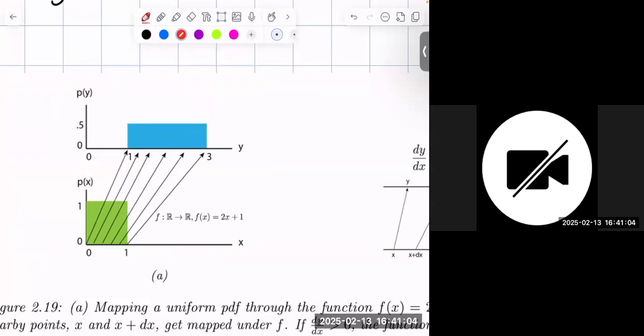But at the end, the area remains the same. The total area is always 1, right? So when you integrate the whole thing, it's the whole probability. It's always 1. So what does that mean? That means the density has to go half, because you're going to integrate from 1 to 3, twice the length instead of 0 to 1. But you want to get the same answer at the end. It's always 1, the total area.